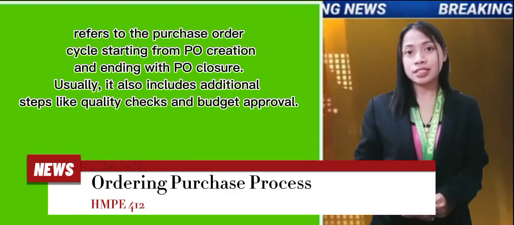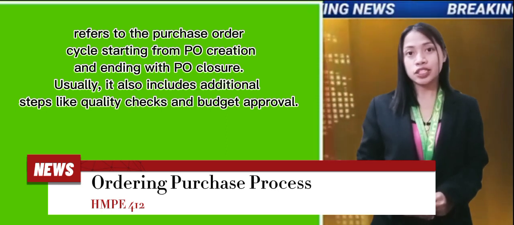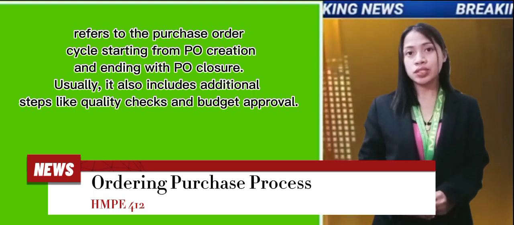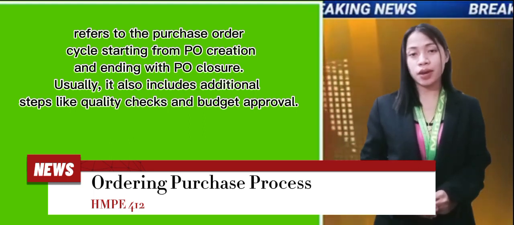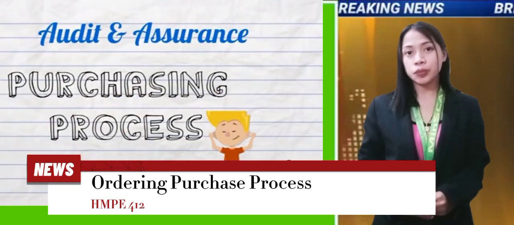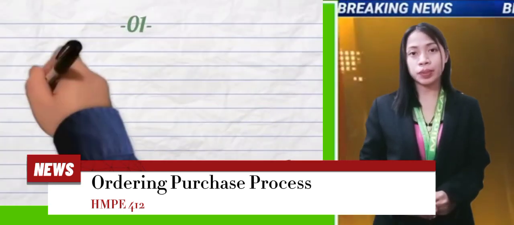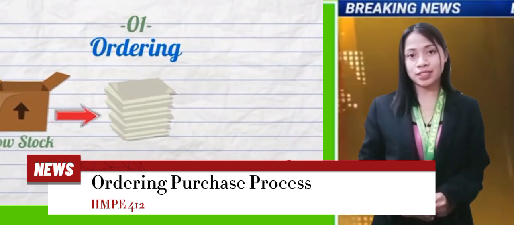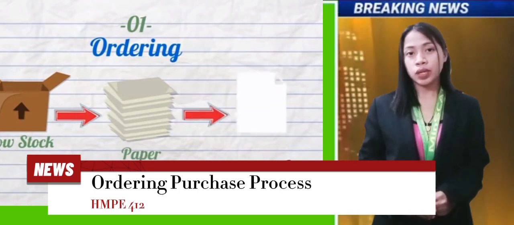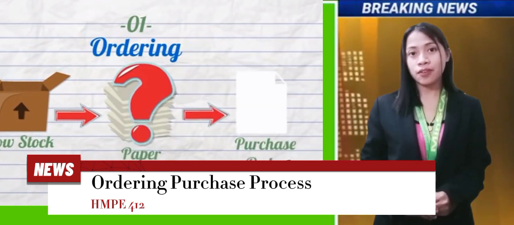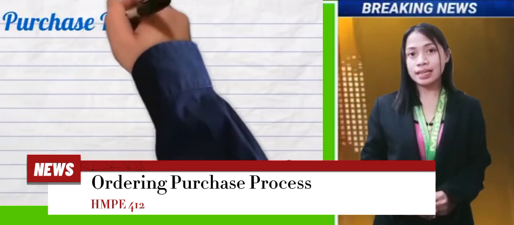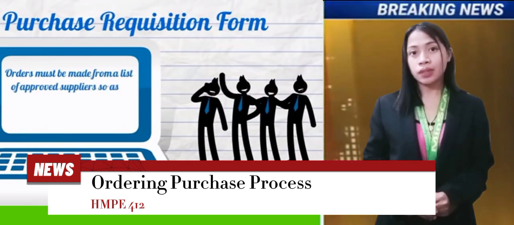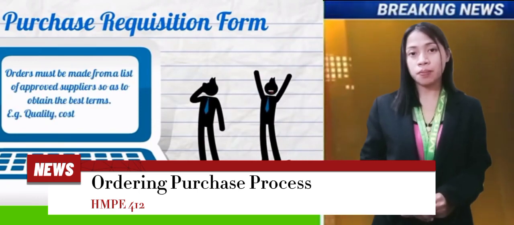The purchase order process refers to the purchase order cycle, starting from PO creation and ending with PO closure. Usually, it also includes additional steps like quality checks and budget approval. A purchase order process is a subset of a broader procurement process that comprises all the activities related to acquiring goods and services. PO process steps can be modified by companies depending on their size, corporate structure, spend category, etc. But the typical purchase order process involves the following steps.